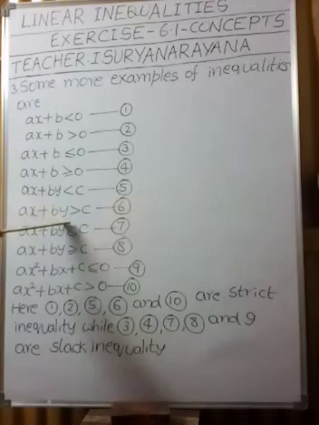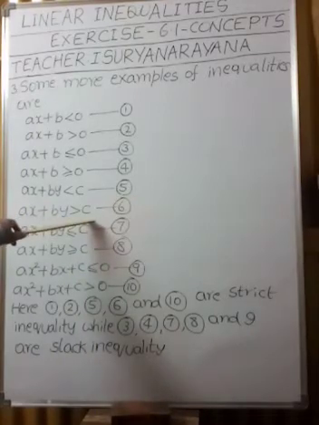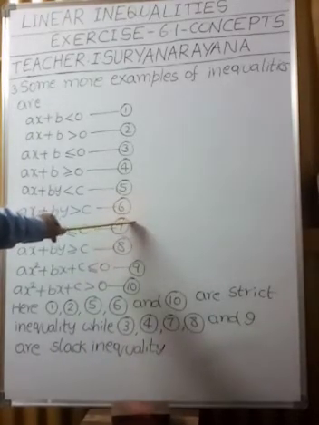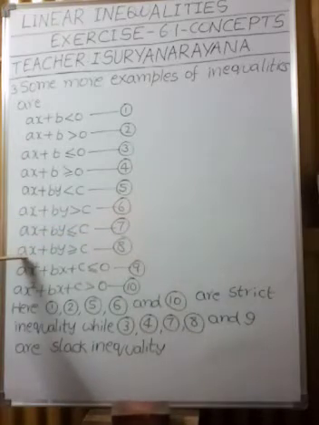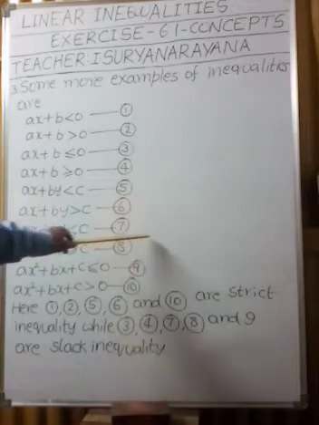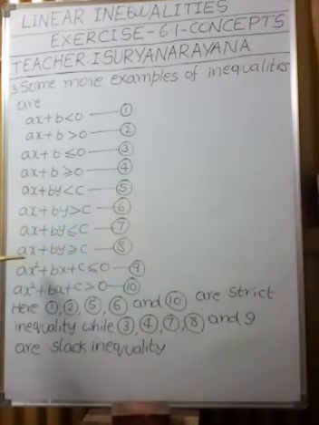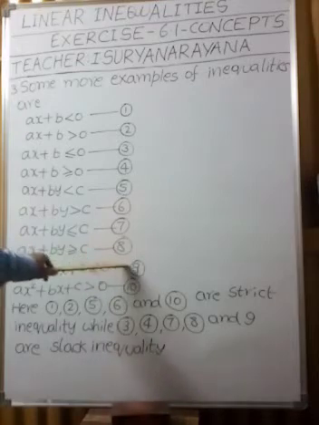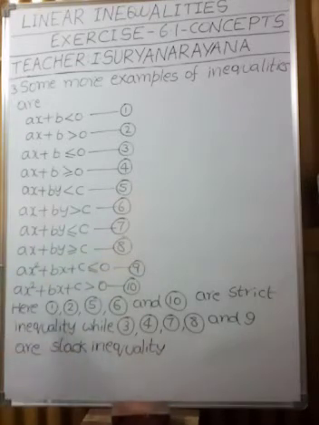Ax plus by greater than c. Let us consider this the sixth inequality. Ax plus by less than or equal to c. Let us consider this the seventh inequality. Ax plus by greater than or equal to c. Let us consider this the eighth inequality.